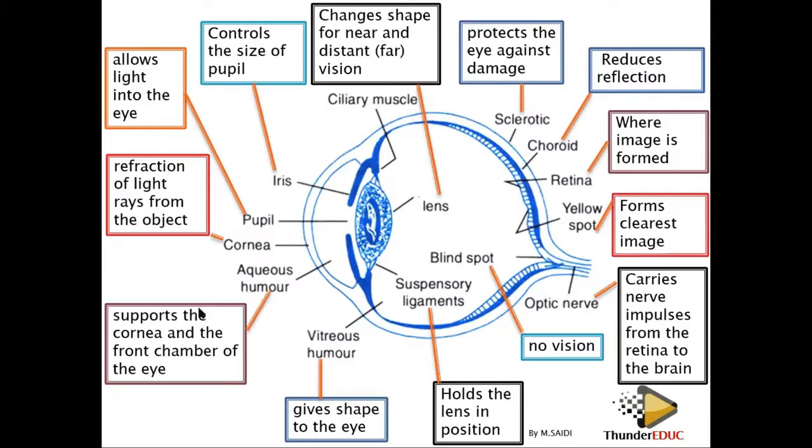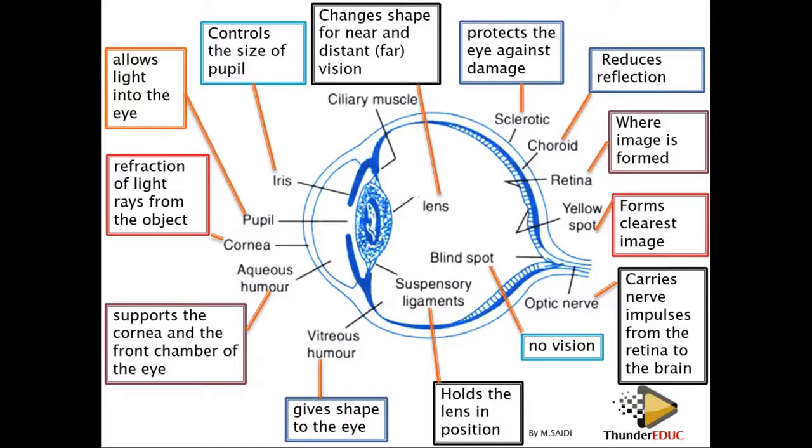Then lastly, we have what's called the aqueous humor. The aqueous humor is found in front. It's very important in supporting the cornea and also the front chamber of the eye, because it's also fluid-like. So it helps every part of the eye stay in shape or in position. And also it balances. If there is pressure on this side, then this pressure should be balanced by this fluid on this side. So basically, those are some of the functions of the eye.